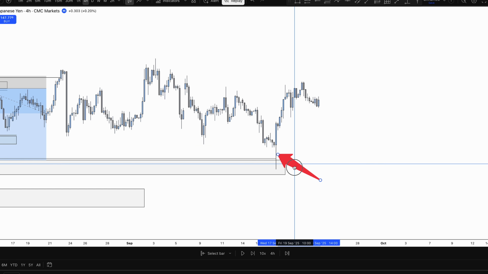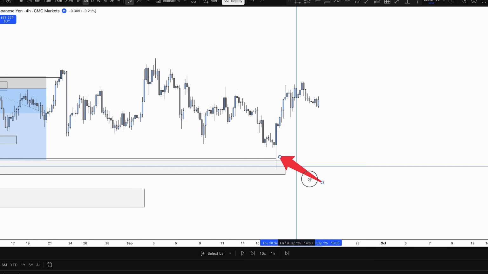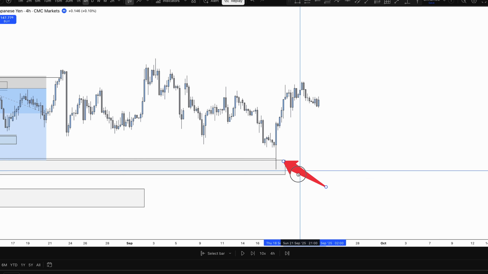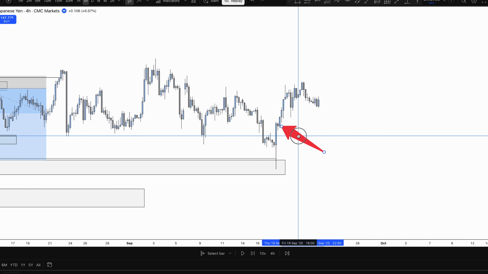And the reason that we saw such a rejection is because as soon as sellers brought the market down into this point, all of that liquidity was absorbed. The other side of the position was taken in force, and that drove a 70 pip wick reversal and around another 50 to 60 pip candle as a bullish closure.